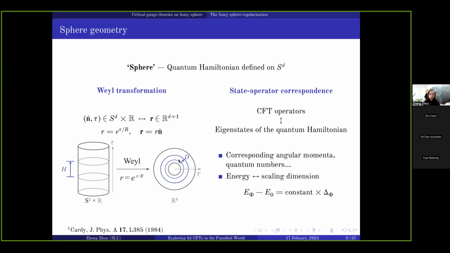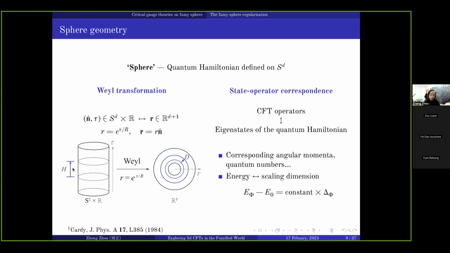Because of this property, we can use some very nice properties of CFTs on the flat spacetime, one of which is the state operator correspondence. This says that each CFT operator has a corresponding eigenstate of the quantum Hamiltonian on the sphere. So the state and the operator have corresponding angular momenta, corresponding quantum numbers under global symmetry.